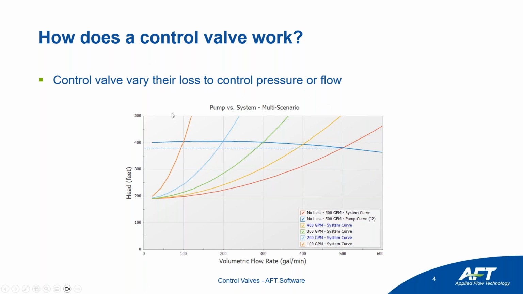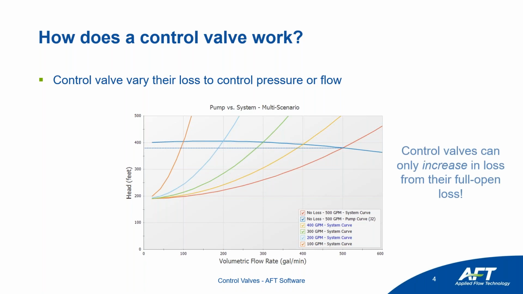So making sure that you're considering it from a system perspective, you're not looking at the control valve in isolation. How does it interact with, one, other control valves, two, pumps, and then three, if you were to change other system conditions like your inlet and your outlet conditions, how is that all going to affect how your control valve works? So the big takeaway here is that control valves can only increase in loss from their full open position.